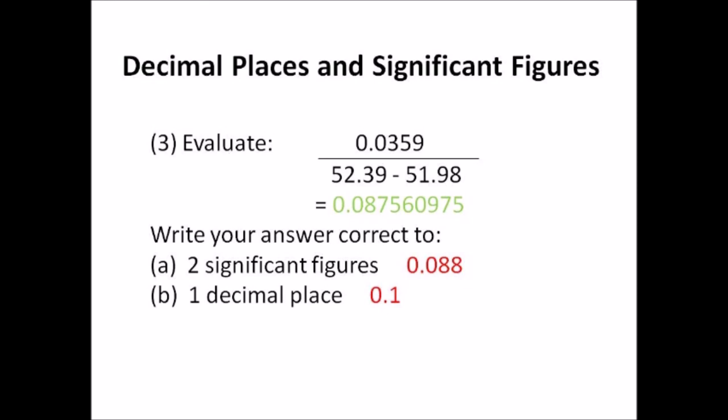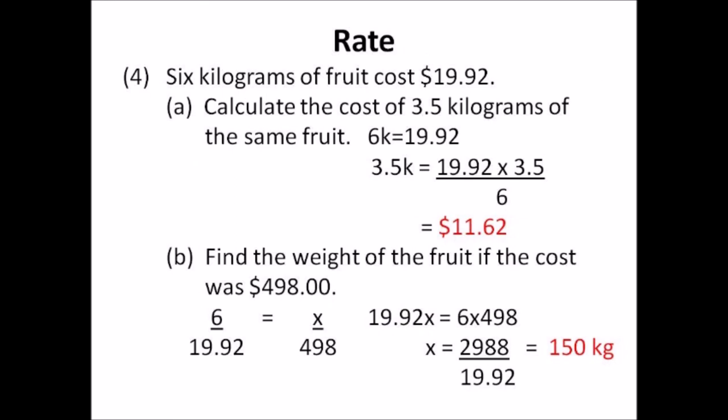Number 4, rate. So worked out A, the cost of 3.5 kilograms would be $11.62. And then B, if the food costs $4.98, then divide that and you'd get 150 kilograms, in order for it to cost $498. Got those correct? You had to use a calculator to work those out.